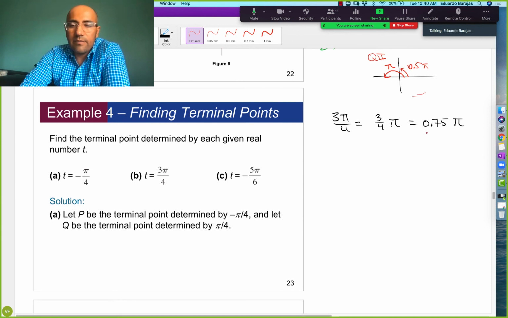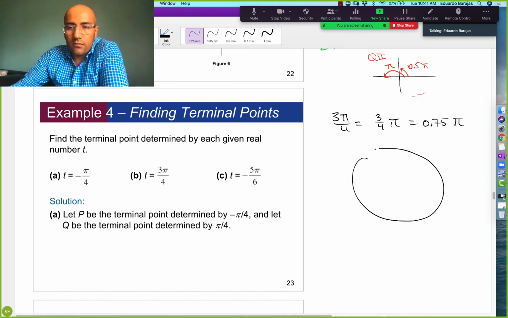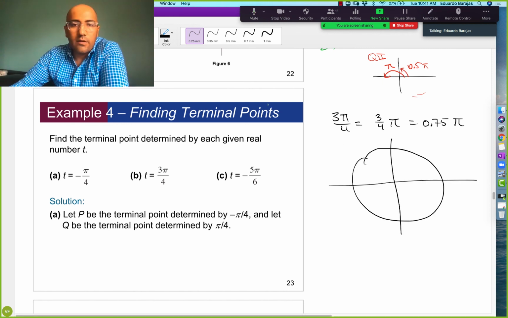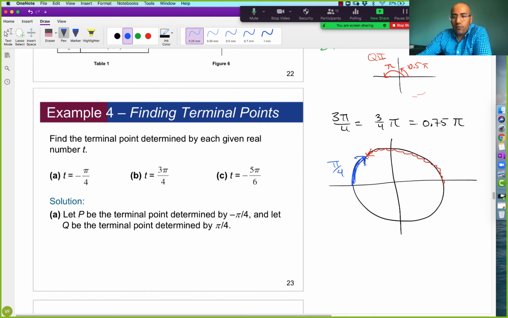So I know that this is going to be some distance over in quadrant 2. Let's draw the circle. Here's the unit circle. And this t value traveled maybe from there to there. If this is 0.75 pi, then the remainder here must be equal to 0.25 pi, or pi over 4. So this distance there must be pi over 4.